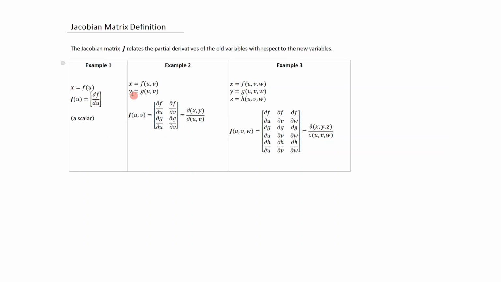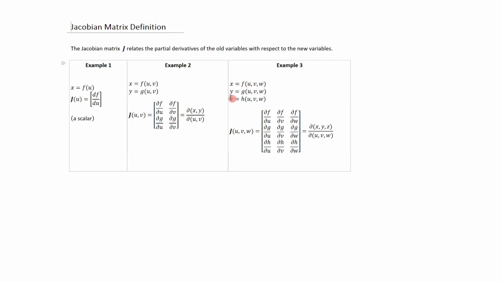On the other hand, if we have two variables, x and y, and we want to express them in terms of two new variables, u and v, then the Jacobian matrix is defined by taking the partial derivatives of f with respect to u and v and forming the first row of a 2 by 2 matrix, and then taking the derivatives of g with respect to u and v and creating the second row. We can write it in this form, or this form, and we essentially say this is a 2 by 2 Jacobian matrix.